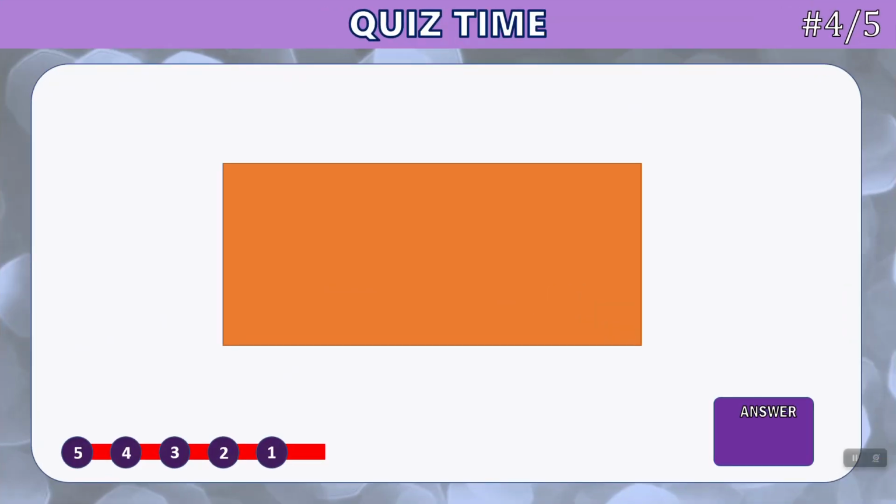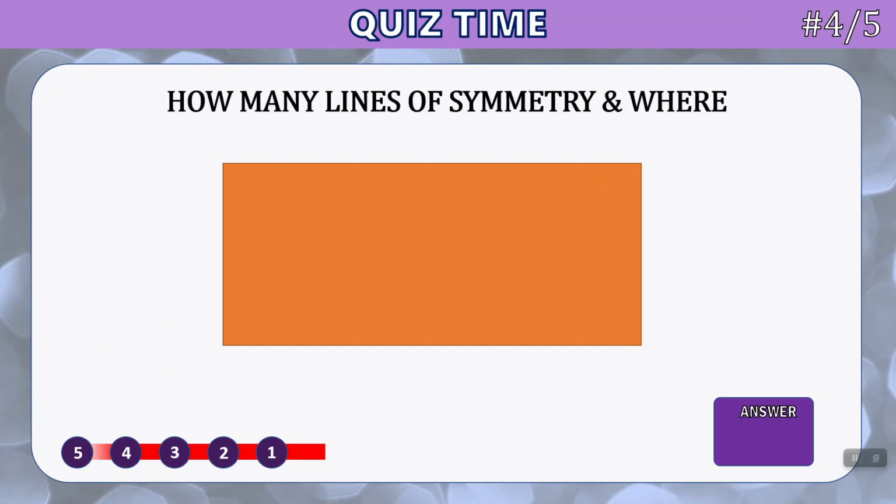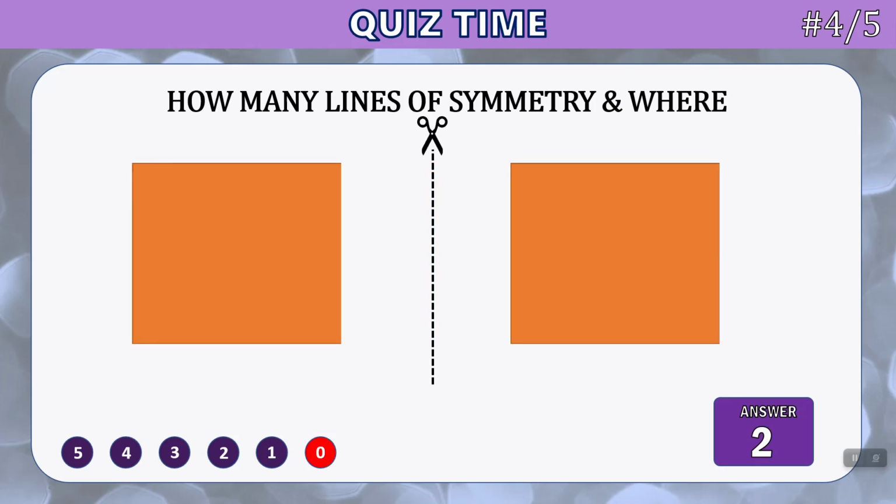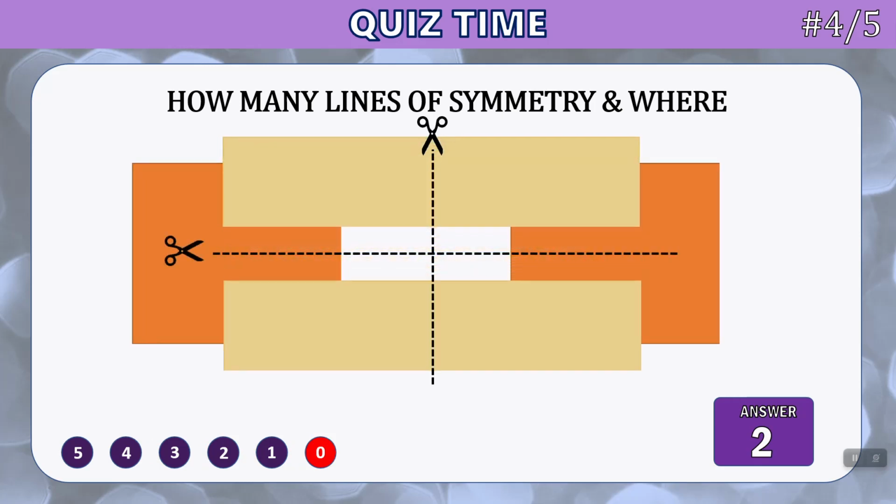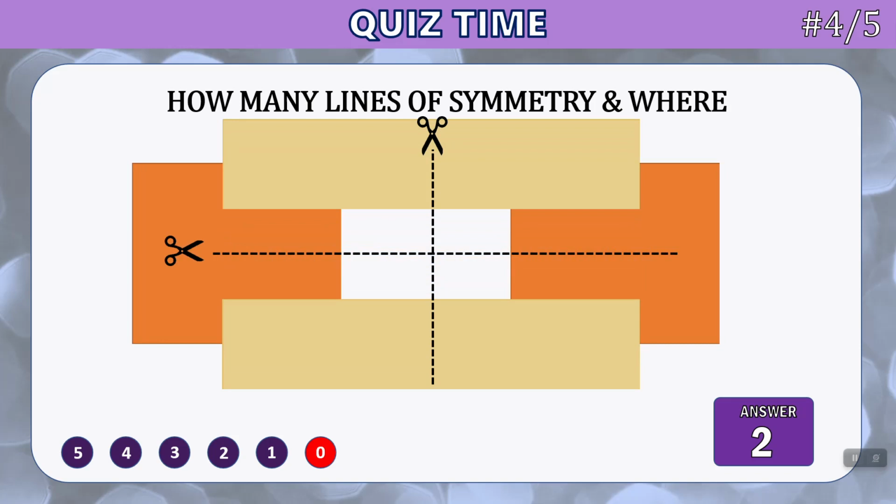Question 4. This is a rectangle. How many lines of symmetry do you think it has? Time's up. Did you say 2? You would be right. From top to bottom, it divides it into 2 equal parts. And then also from left to right, into 2 equal parts. You may have said maybe the diagonals are equal, but if you cut them down the diagonal, they won't fold properly onto each other. And so rectangles have 2 lines of symmetry.